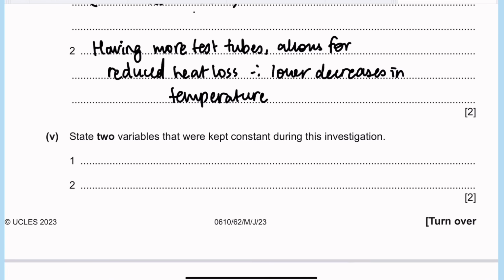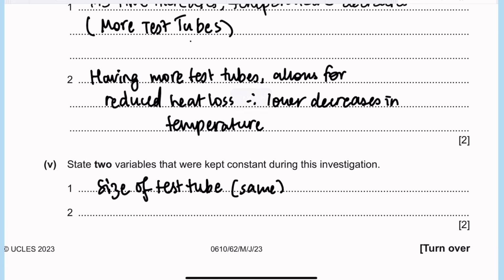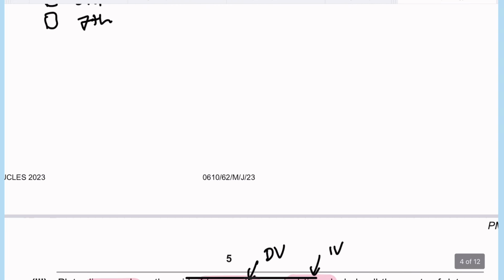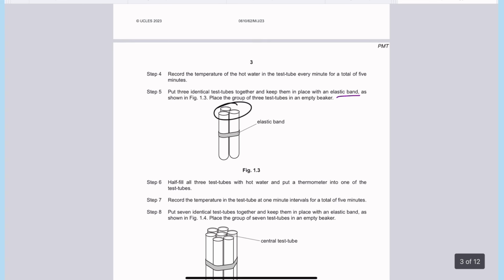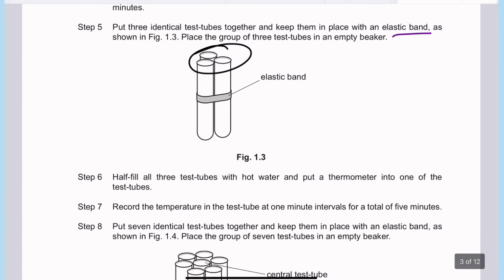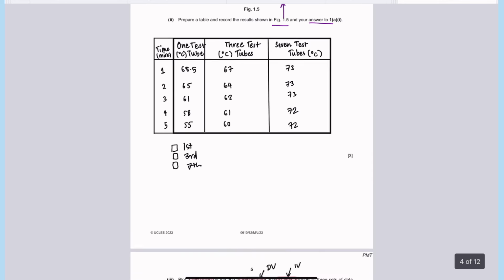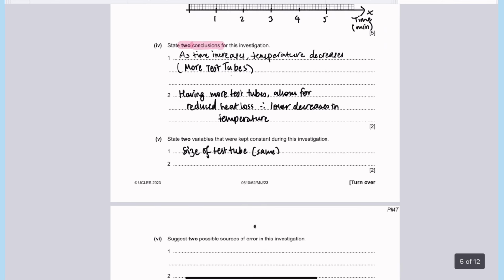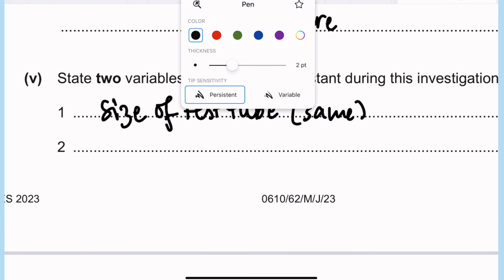State 2 variables that were kept constant during this investigation. You can say the size of the test tube, which is the same, and you can say the, let's see what it is again. Always when these types of questions come, look at the procedure again. So hot water, put a thermometer into one of the test tubes. All of them are placed in a beaker. Yeah, so you can say that actually. You can say that all of the test tubes are placed in a beaker.